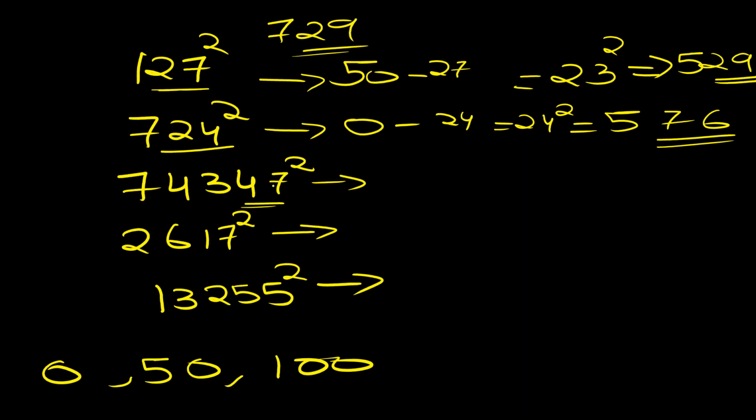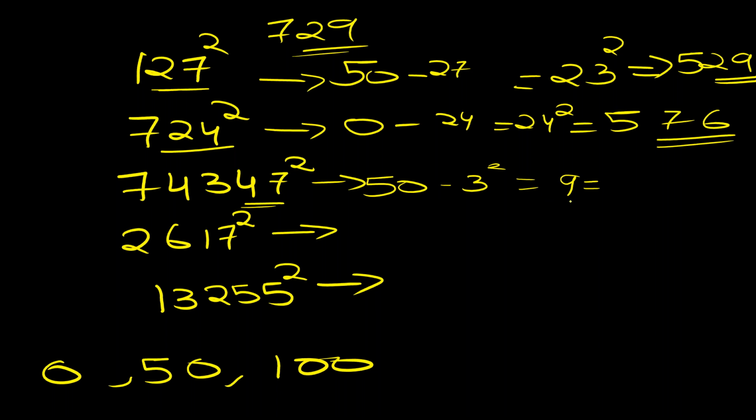Next one. So here it is 47. If I square this, what is going to be my answer? So the difference is nothing but 3. The nearest number is 50. If I subtract from 50, I'll be getting 3. So 3 square is nothing but 9. So 9 is going to be our answer.